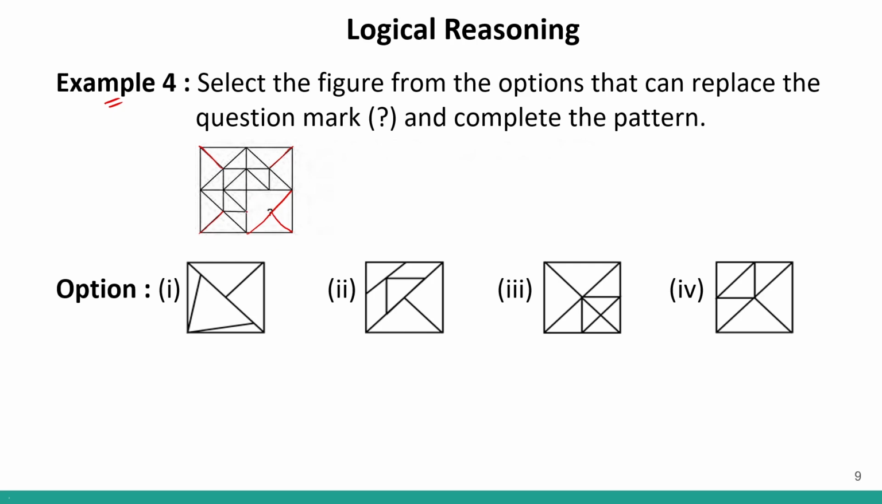Then I see that we have a diamond going on. So this diamond I will complete, and this square also I'll complete. So my image will look something like this. And this is given in option number 4. So option number 4 will be your correct answer to this question. Clear? How we solved?